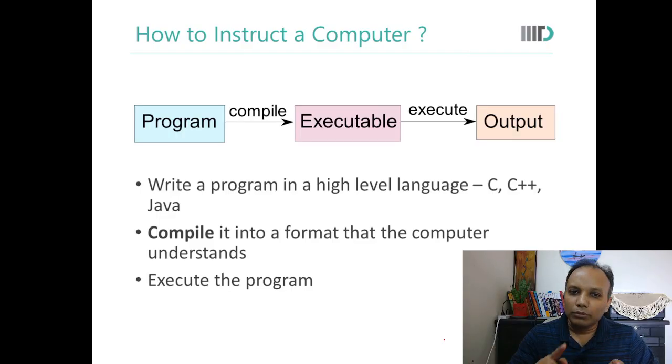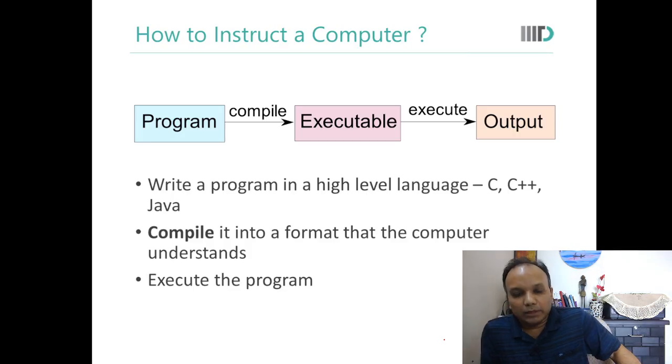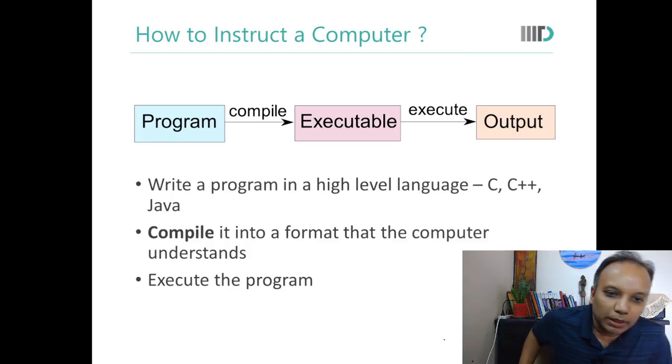Now, during this translation, the compiler plays a very important role, or in some cases it will be an interpreter. There are different ways this program can be translated. There is another way of translating which is called an interpreter. There are different languages, some interpreted languages, some compiled languages. We will focus on the compiler at this point.